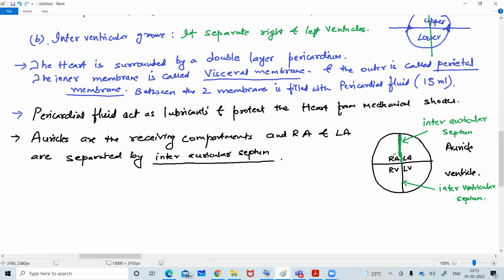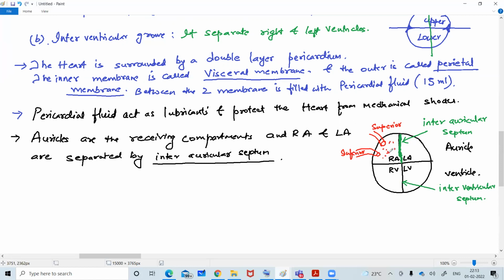Now the question is what the right auricle is going to receive. So the right auricle receives deoxygenated blood from the inferior and the superior vena cava. Right. So suppose there are two openings here and here. This is the opening. Right. So this is superior and this is inferior. So blood is coming into the right auricle first here.